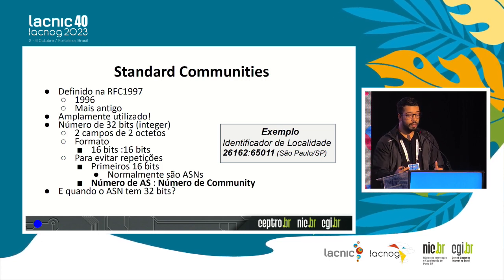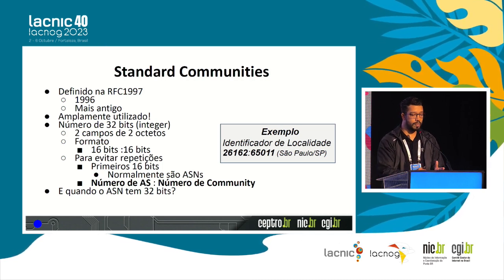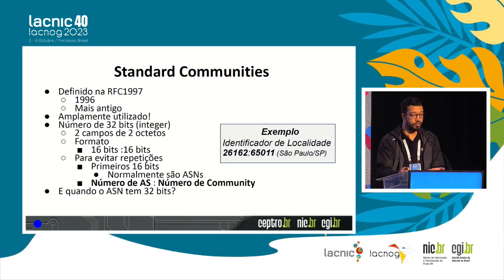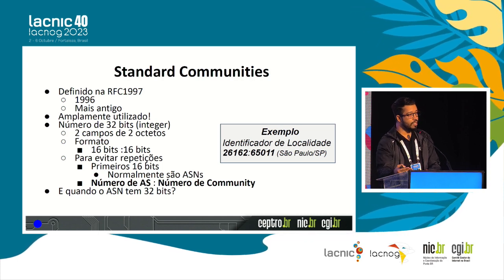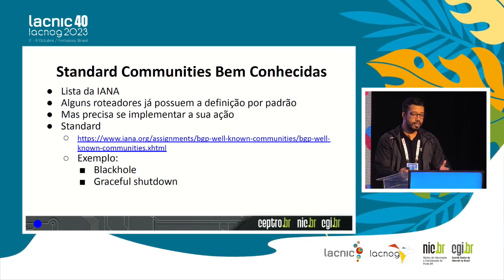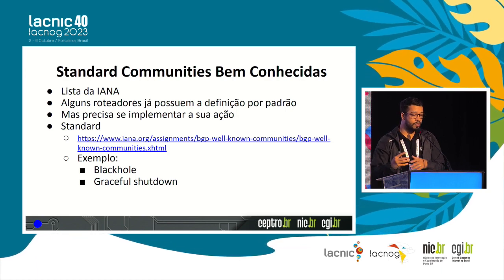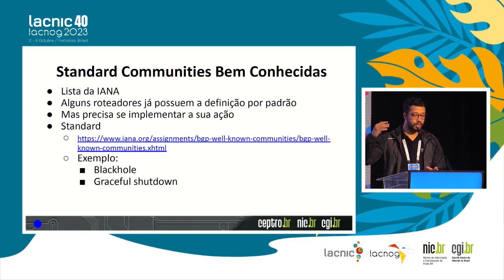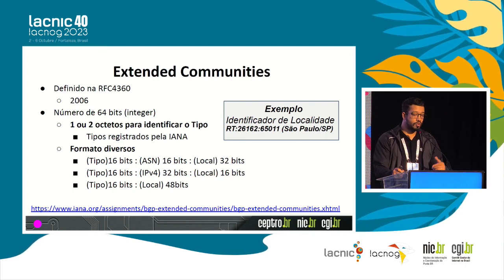And here we have an example of a community that exists in BR that identifies the place where it comes from. So we have 26162 and then 65011, that identifies this route as coming from the IX of Sao Paulo. Here we have a list of communities that are very well known and are used broadly in networks. We also have the IANA list, where we can see the black hole or the graceful shutdown community. So if you're interested in these communities, you can check those lists in the links.